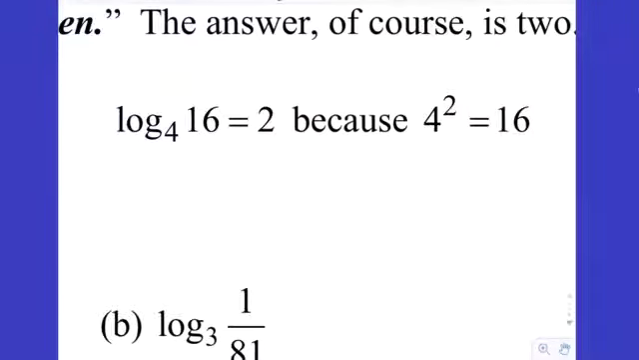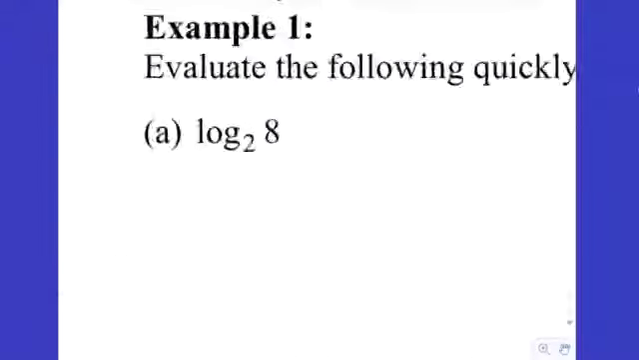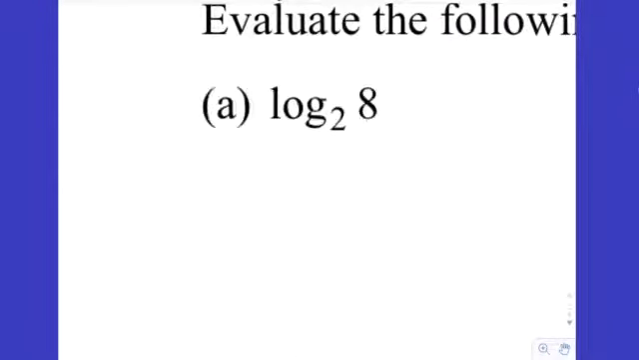So we could read this like this. Log base 4 of 16 is equal to 2 because 4, the base of the log, raised to the exponent of 2nd power equals the argument 16. So log base 4 of 16 is 2 because 4 to the 2nd power is 16. All right? So let's go ahead and evaluate these quickly. Are you done? Maybe not that quickly. We want to simplify this expression. Log base 2 of 8 is what?